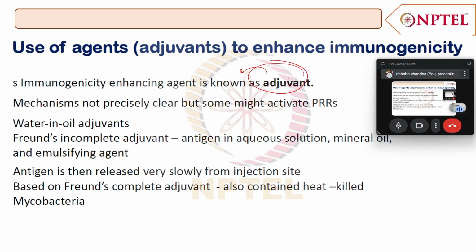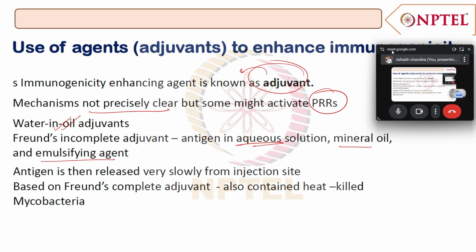The mechanisms by which an adjuvant induces immunogenicity are not precisely clear, but they might activate the pathogen recognition receptors. Okay, so we have one type of adjuvant, that is water in oil, and the complete adjuvant, that means antigen in aqueous solution or mineral oil and an emulsifying agent. So these are the agents that enhance the immunogenicity of the particular antigen. The antigen, after being covered by these solutions, will be released slowly from the injection site.